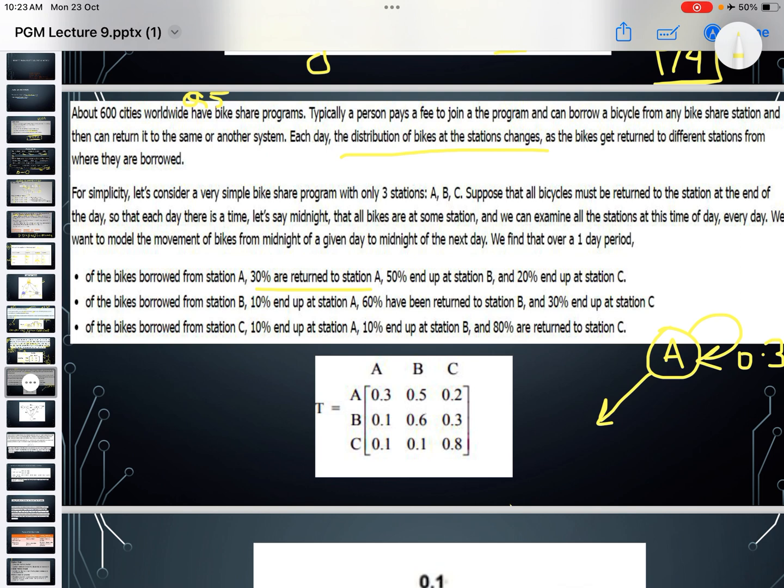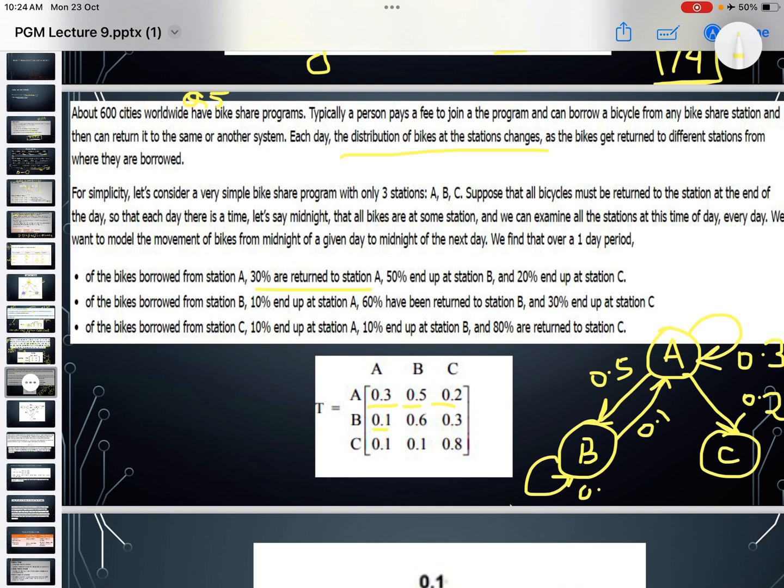50% end up at station B. So from A to B, 50% are ending up at station B. 20% end up at station C. So A to C is 20%, that is 0.2. So A to A 0.3, A to B 0.5, A to C 0.2. Of bikes borrowed from station B, 10% end at station A. So from B to A you have 0.1. 60% are returned to B. So B to B is 0.6. And 30% end up at C. So from B to C you have 0.3.